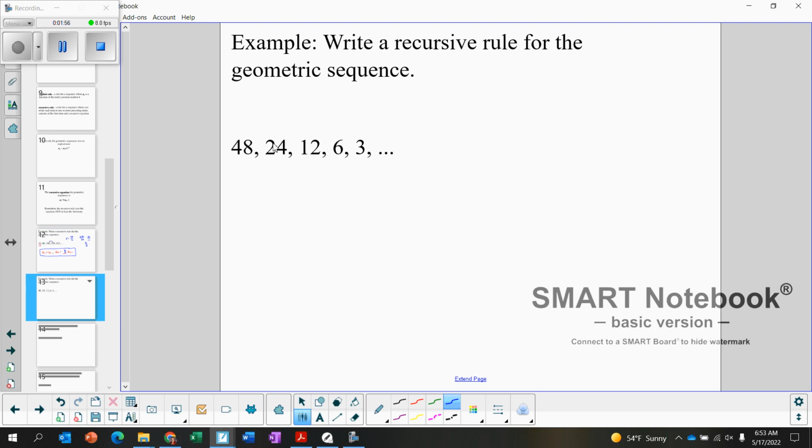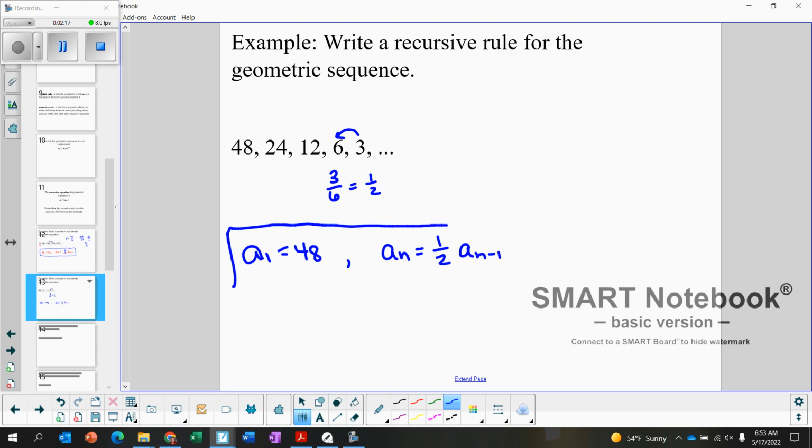All right, let's try another one. We know that a sub 1 is 48. And then I'm going to say a sub n equals, let's pick a nice one. Look, 3 over 6 is 1/2. So r is 1/2 times a sub n minus 1. All right, so this entire thing here is my recursive rule.